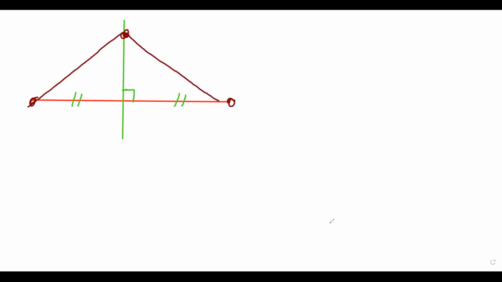Okay, let's talk about the theorem first. I'll repeat the theorem. The theorem says that if you have a line, and for this line there's a bisector that cuts the line into 2 equal halves and is perpendicular on it, that means if you take any point on this ray and match it with the endpoints, where the endpoints are here, the length of this side will be equal to the length of this side. This is our theorem.